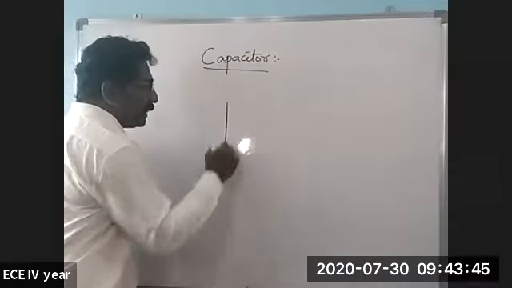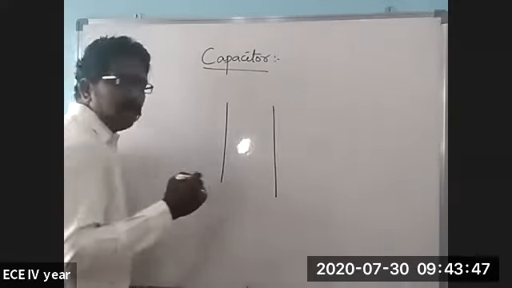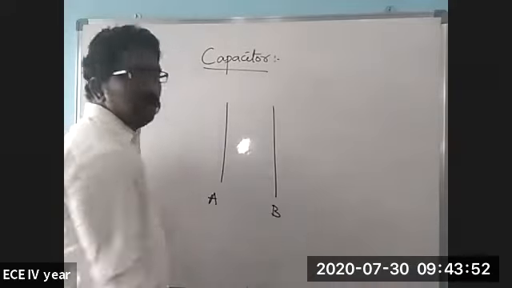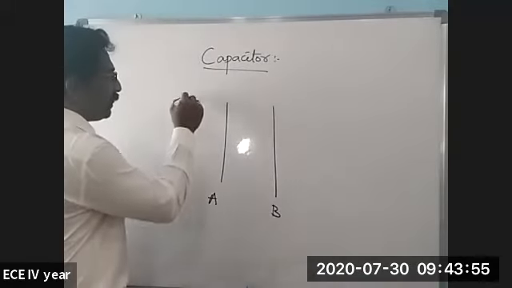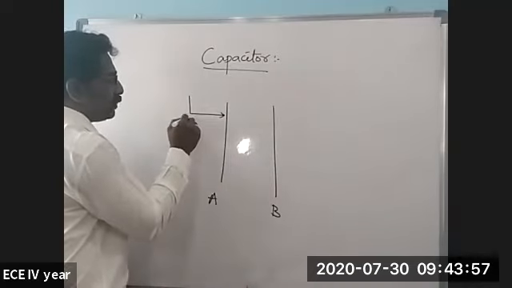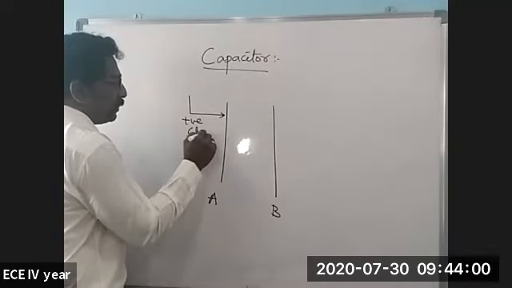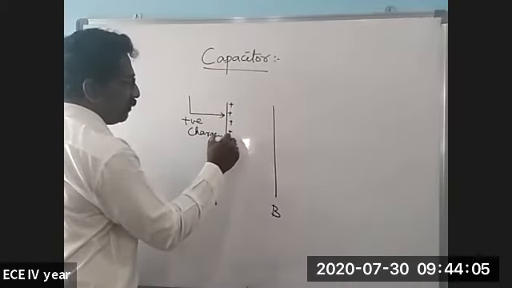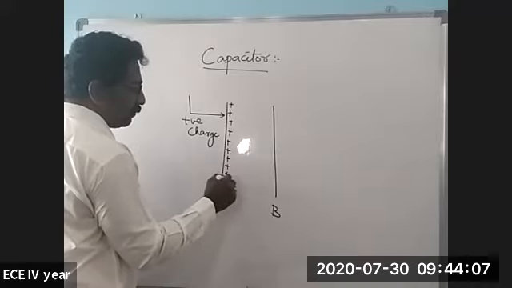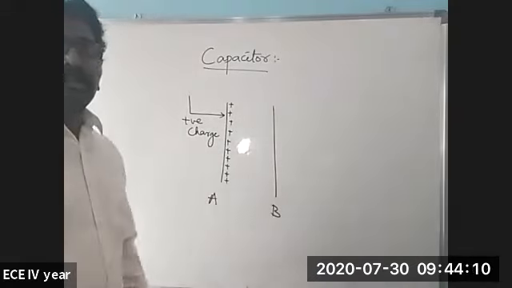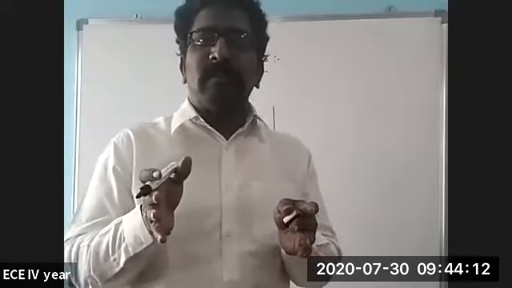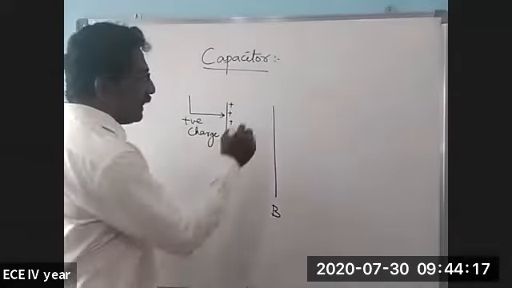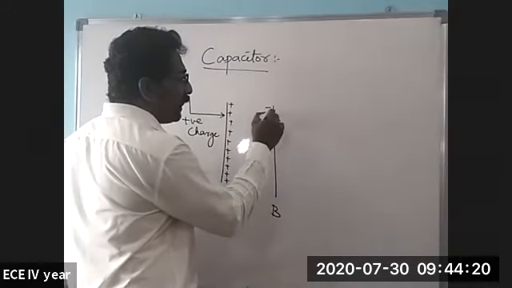So now, let me consider there are two parallel metal plates. Let the name of one plate be A and the other plate be B. For plate A, I have given a positive charge. A positive charge is fed into this one, so the entire plate A becomes positively charged. Once plate A becomes positively charged, then the other plate becomes negatively charged.